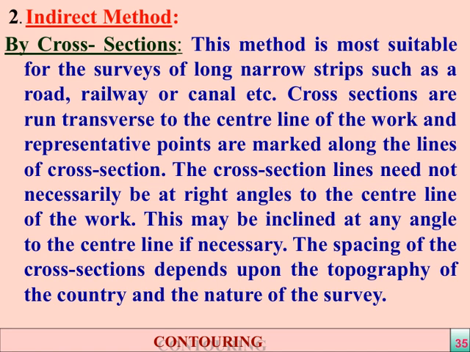The spacing between these cross-sections isn't fixed and largely depends on the topography of the area and the specific requirements of the survey. The key is to choose a spacing that captures the variations in the terrain accurately without being unnecessarily detailed. This method allows us to effectively analyze and map the surface features over long, narrow areas by breaking them into manageable, measurable sections.